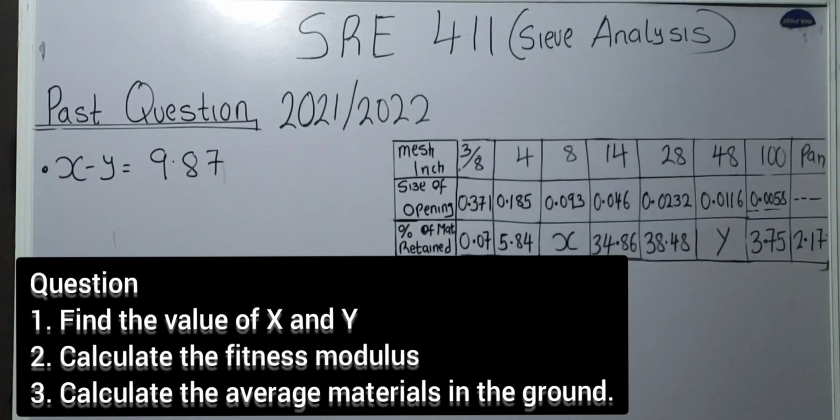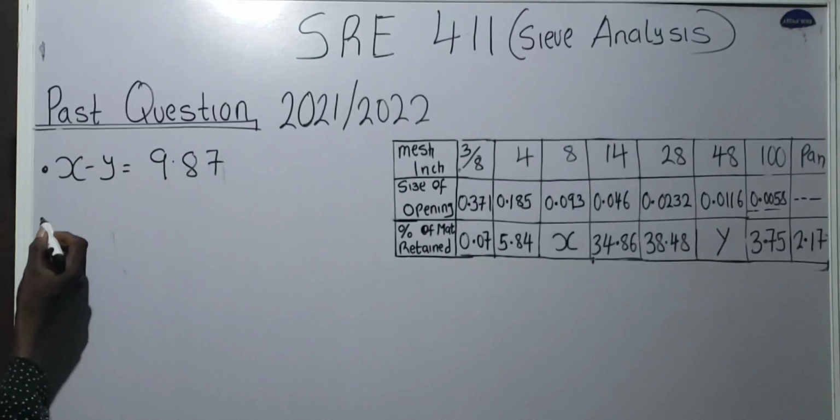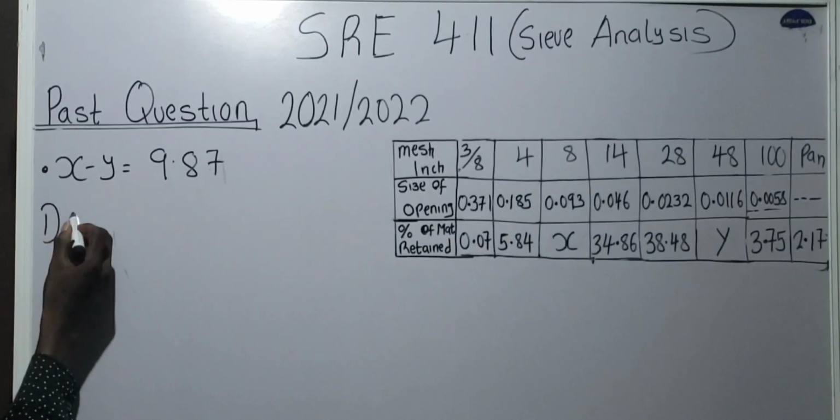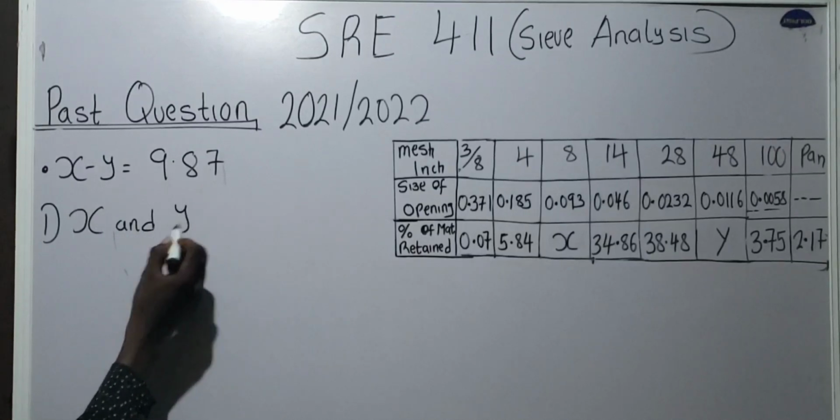Find the value of x and y. The second question, calculate the fineness modulus. And the third question, calculate the average of the material in the ground. Okay, let's start with the first question. We are told to find the value of x and y.